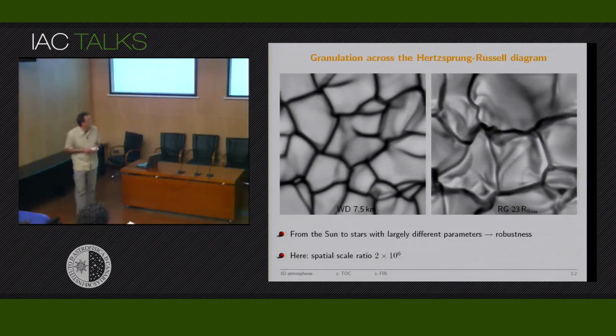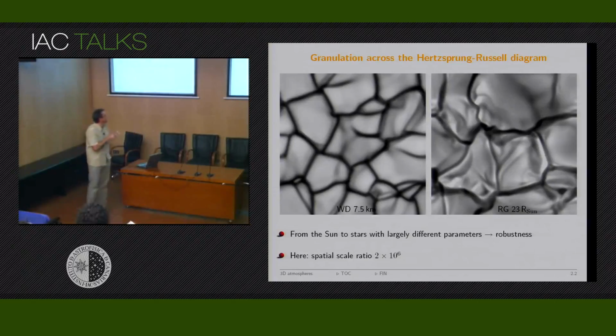Okay, the topic is radiation hydrodynamical models across the HR diagram. I wanted to show one, say, extreme example of two models showing convection. This is, in fact, the emergent radiation, as one would potentially be able to observe if one could resolve the surface of the corresponding stars. These are two extreme examples of such models.